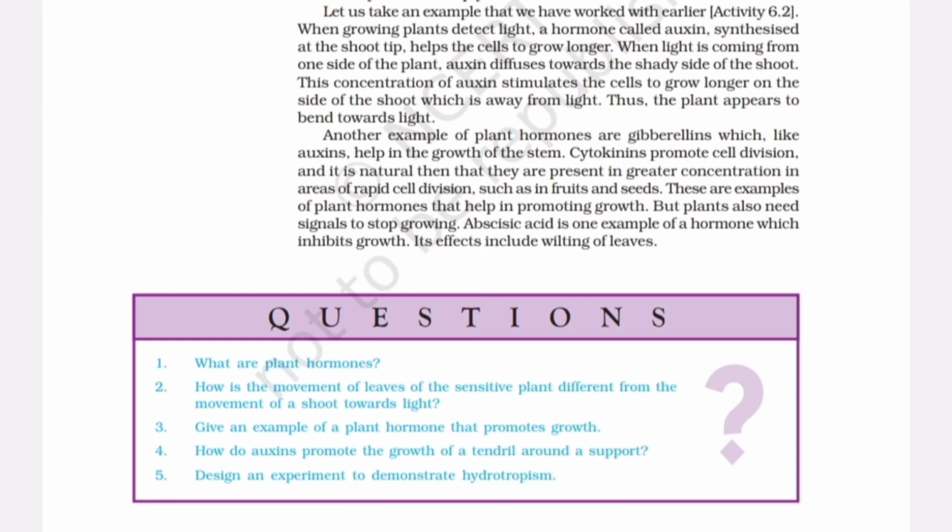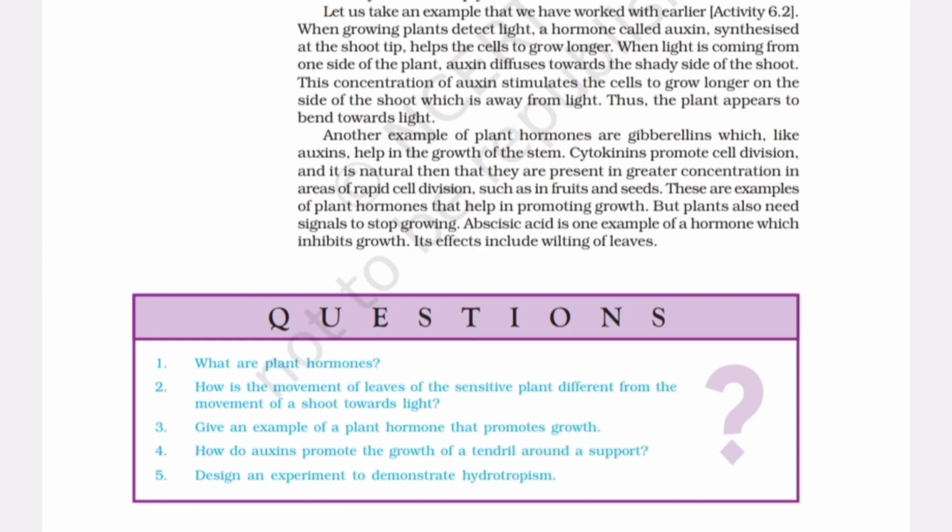Another example of plant hormones are gibberellins which, like auxins, help in the growth of the stem. Cytokinins promote cell division, and it is natural then that they are present in greater concentration in areas of rapid cell division, such as in fruits and seeds. These are examples of plant hormones that help in promoting growth. But plants also need signals to stop growing. Abscisic acid is one example of a hormone which inhibits growth. Its effects include wilting of leaves.